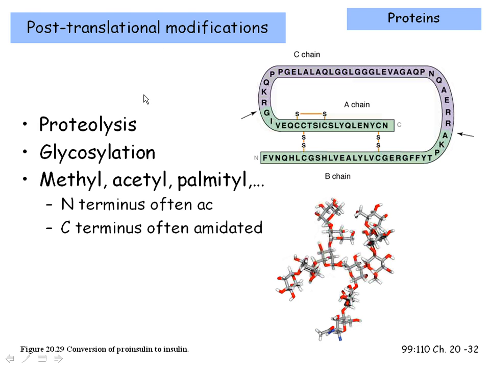Some of the kinds of modifications: proteolysis. We just saw that you have to have proteolysis to take the signal peptide off. You may remember proteolysis as part of the processing of chymotrypsinogen. The chymotrypsinogen is not a mature protein until it undergoes proteolysis. Insulin has to be proteolyzed in order to make functional insulin hormone, and so on. So that certainly is one very common one.